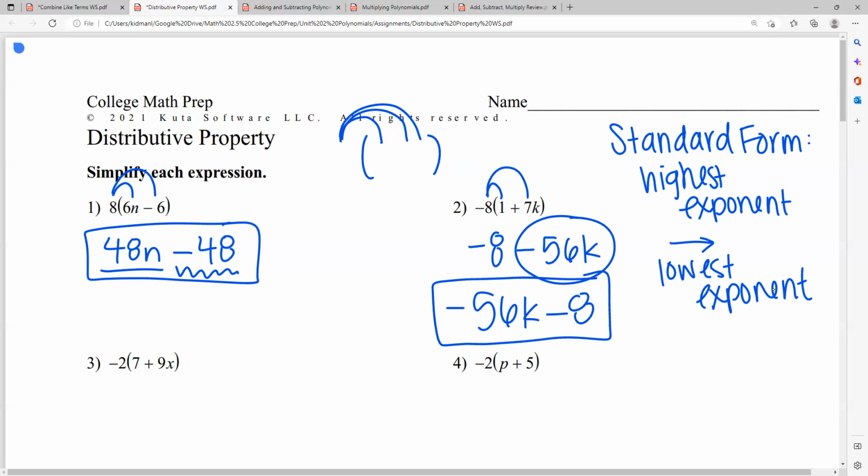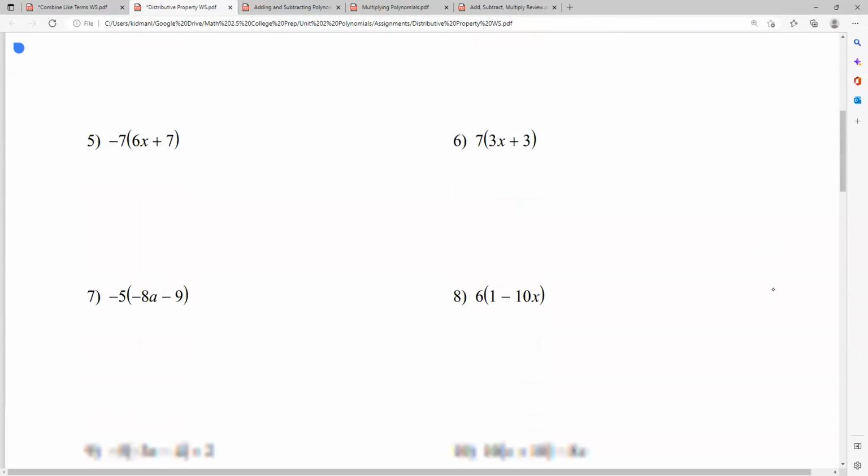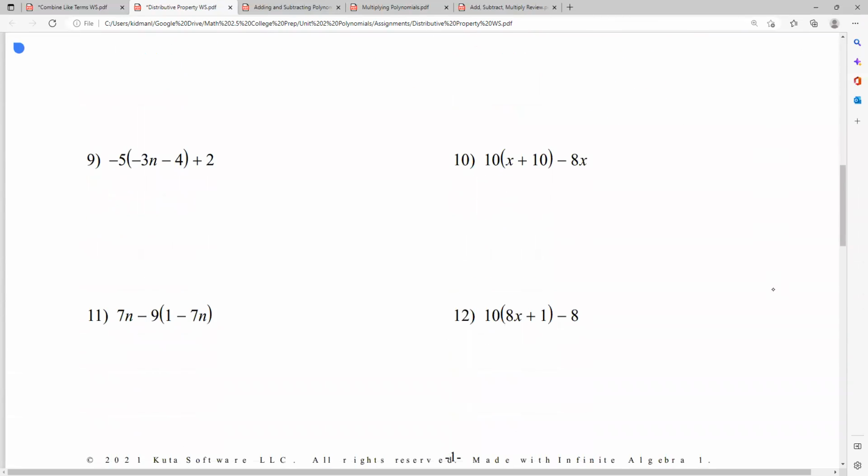You can see on that first one, that piece with the n came first already, so we didn't have to rearrange it. Now, it's not wrong to not rearrange it, but we're going to want to do that just because it makes things easier later. So let's go ahead and take a look at another one. I want you to go all the way down to question number 9.